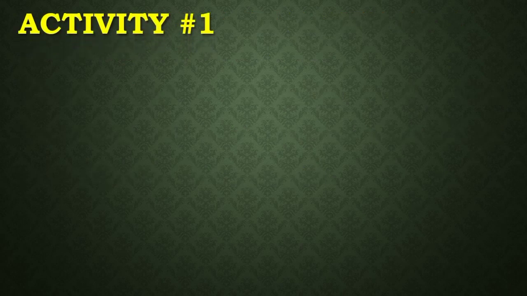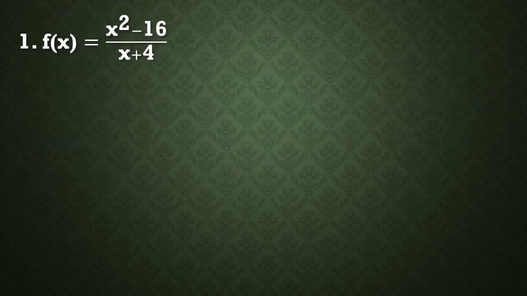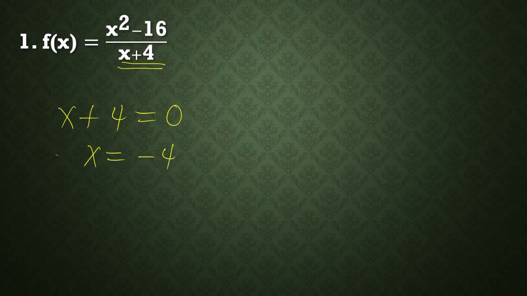So, let's have activity number 1. Find the domain of the following rational functions. Write your solution in set builder notation. Okay. So for example number 1, f of x is equal to x squared minus 16 all over x plus 4. So para makuha yung domain, yung term na x plus 4 equal natin sa 0. That is x plus 4 equals 0. And then we subtract 4 to both sides, magiging x equals negative 4.